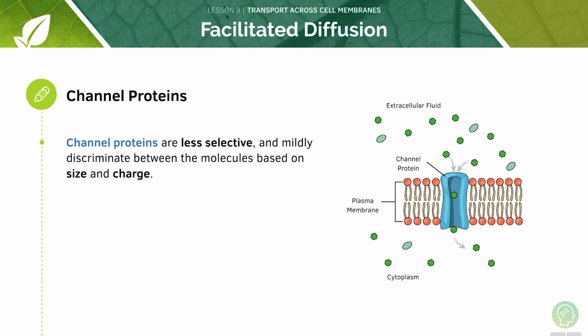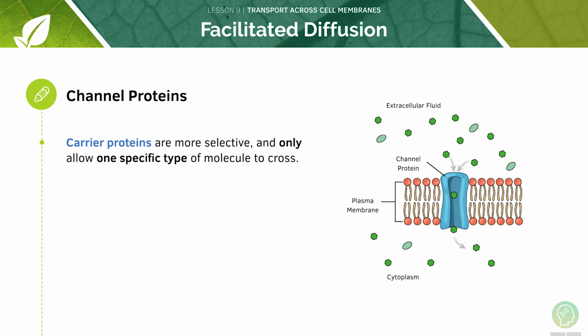Next, we'll look at channel proteins, which are less selective, and they mildly discriminate between molecules based on size and charge. By contrast, carrier proteins are more selective and only allow one specific type of molecule to cross.